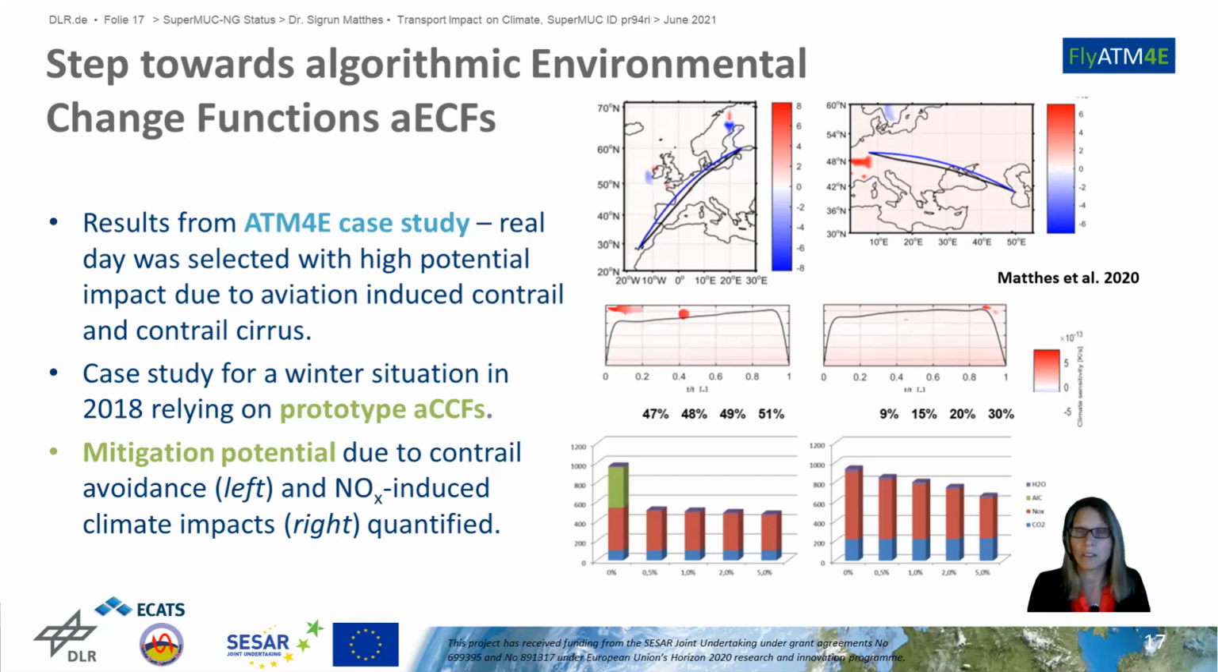While on the right trajectory, there is no contrail region, so no green color, but you can see that by changing the trajectory alternatively, the red contribution to climate change caused by the nitrogen oxide can be reduced, and you can then reduce by 9 or 15% the climate impact of this aviation movement over Europe.